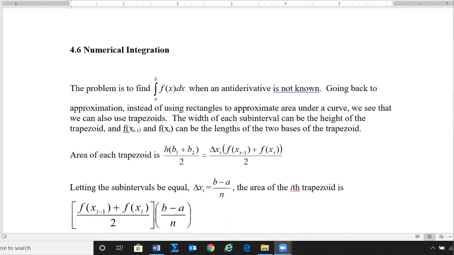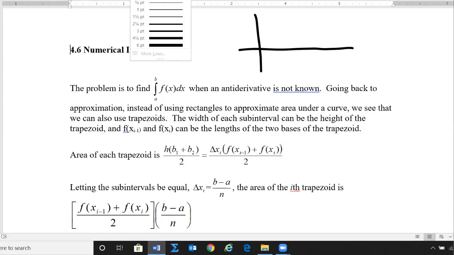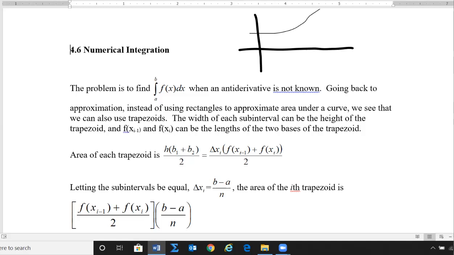All right, the method essentially uses an approximation of trapezoids underneath the curve to get an approximation of the area under the curve, between the curve and the x-axis, from x equals a to x equals b. So graphically, what you'd be seeing would be something like this in your curve.